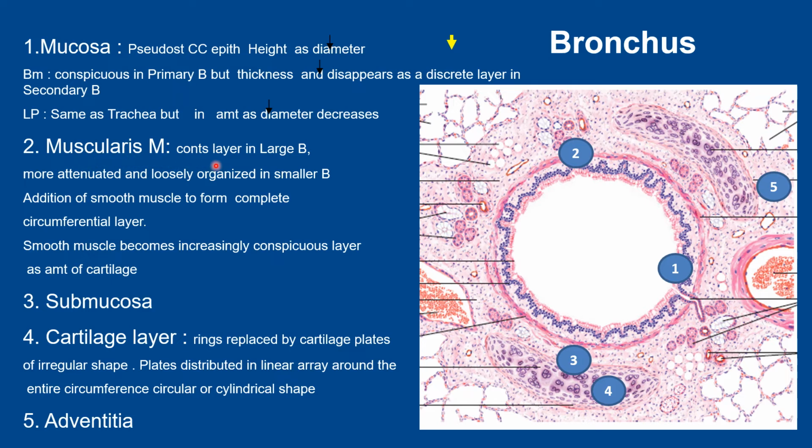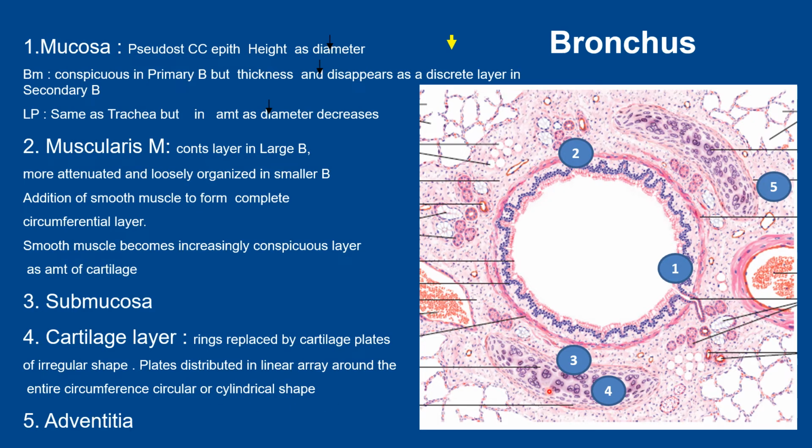It has a muscular mucosa also, it contains more attenuated and loosely organized connective tissue. In addition, there are some muscles which line the bronchial lumen completely. The smooth muscles become increasingly conspicuous in the lower part of the bronchial tree as the amount of cartilage decreases. It has a submucosa similar to the trachea. The cartilage layer in the trachea, cartilage was single, but here there are irregular cartilage. That's why the sections of cartilage are visible in the periphery of the bronchus.